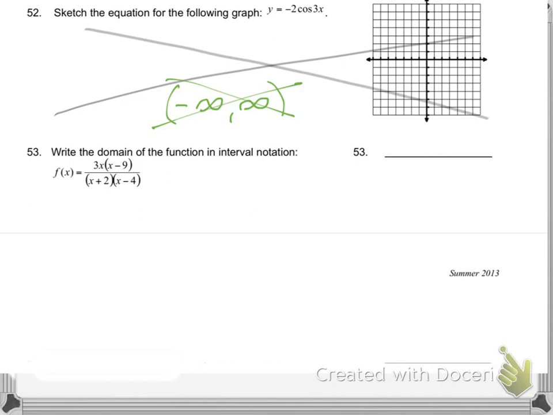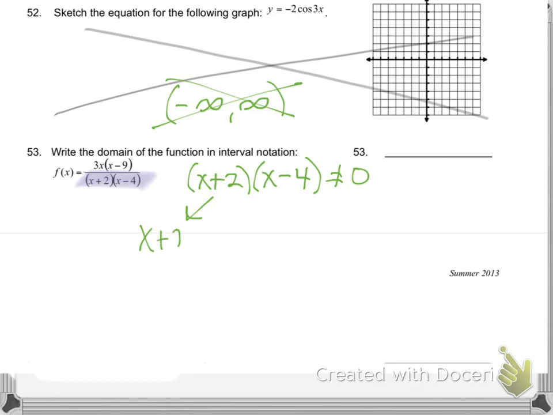So, in this case, I do have a fraction. So anything that's on the bottom cannot equal 0. So x plus 2 times x minus 4 cannot equal 0. Well, if that was an equal sign, I could split them up and say either of them would be 0, because if x plus 2 is 0, it doesn't matter what the other one is, or vice versa. So I'm going to do exactly that.